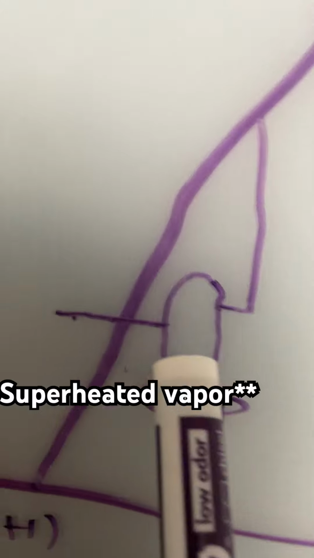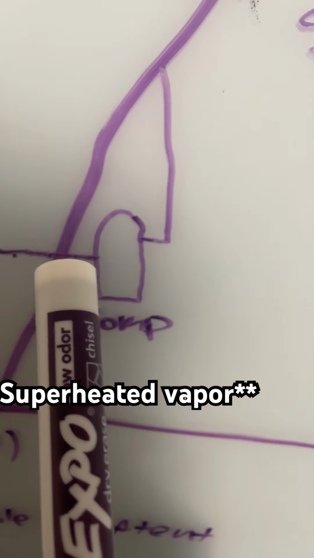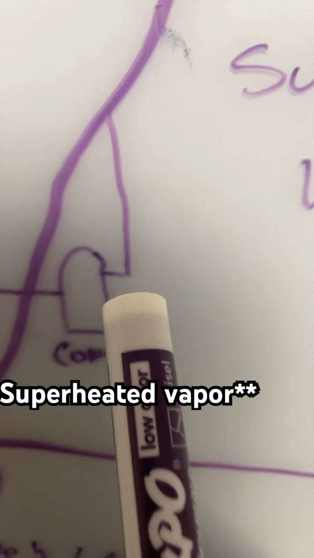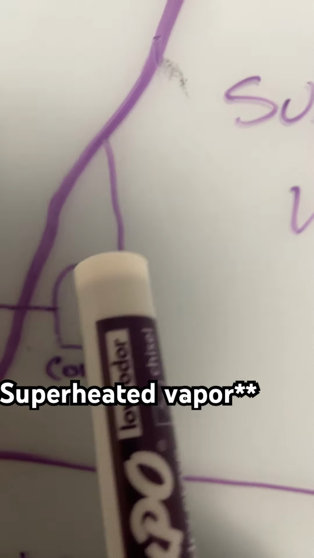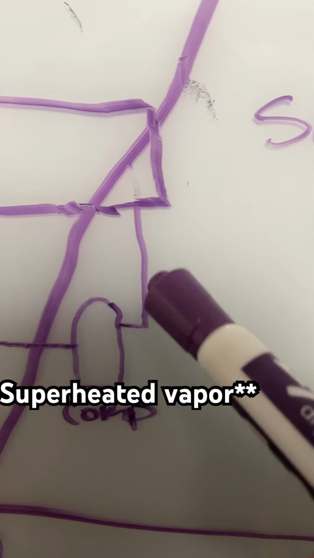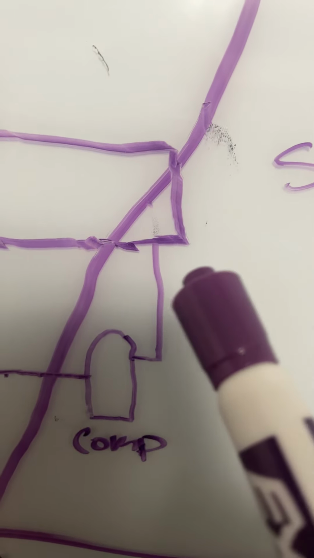Coming in through here, we have a lower pressure, lower temperature, saturated vapor. But coming out of the compressor, we have a high pressure, high temperature, superheated vapor. So this here is our discharge line. As I mentioned, it is a superheated vapor.